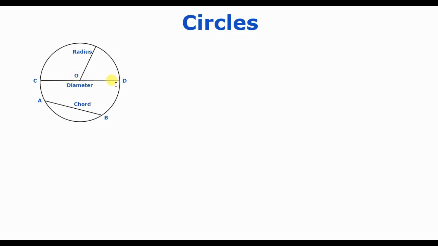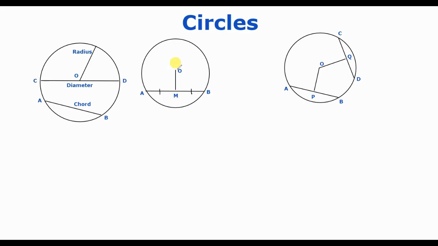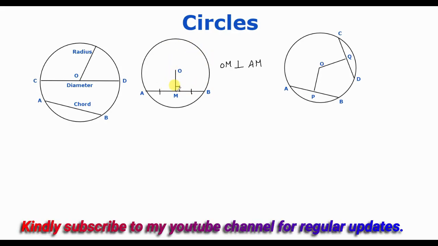Moving to the chord properties. First one: a straight line drawn from the center of a circle to bisect a chord, which is not a diameter, is at right angle to the chord. Right angle means the angle will be 90 degrees and the line will be perpendicular to the chord. That is the meaning. So OM will be perpendicular to AB. The converse of this is also true. From the center, if you draw a perpendicular to the chord, that line will bisect the chord. Bisect means AM will be equal to MB. So this is your first property.